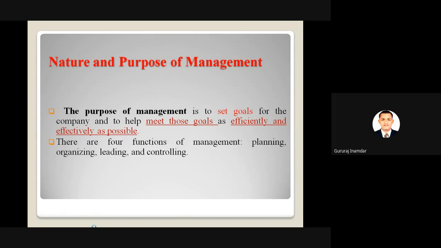Now there are 4 functions of management: planning, organizing, leading, controlling, and the fifth is left out. There are 5 functions of management: planning, organizing, leading, controlling, and staffing. Staffing is nothing but recruitment. Which skill, and how many skilled workers, are required for that industry. This is also a management skill.